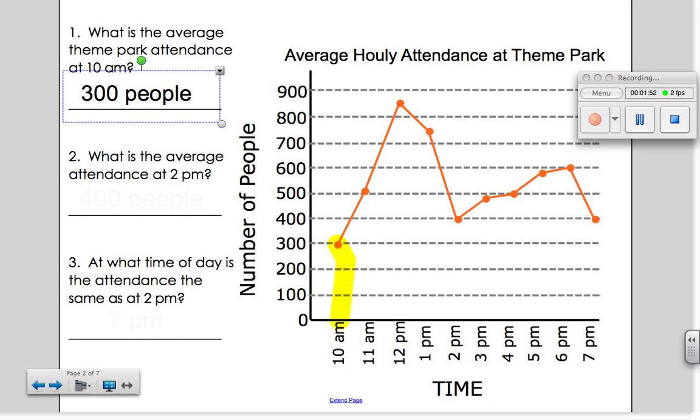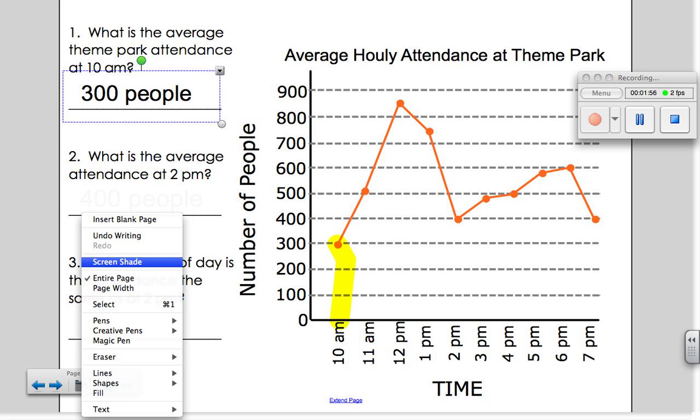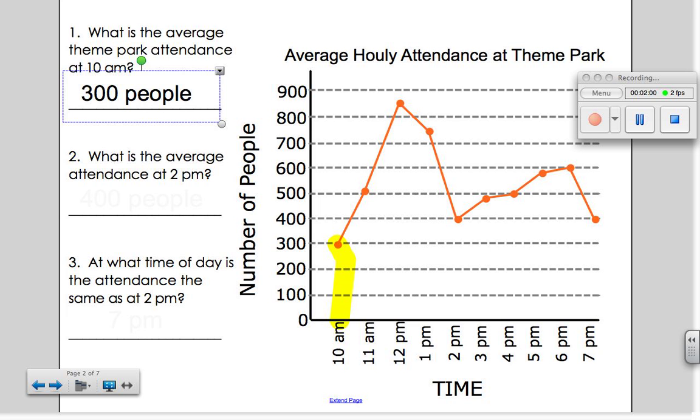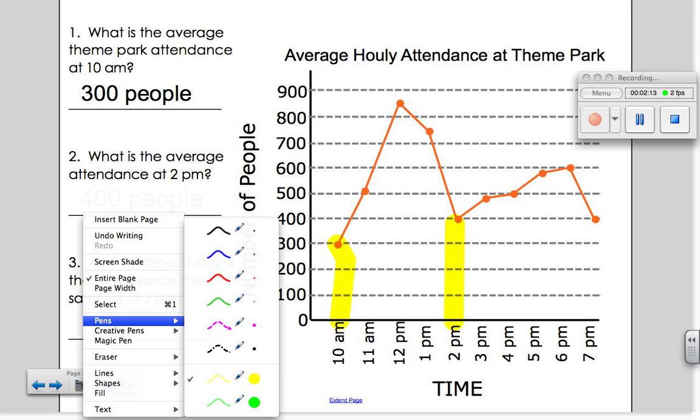Number 2, what is the average attendance at 2 p.m.? We should go look at 2 p.m. and go straight up and see what point 2 p.m. is plotted at. You will notice that there are 400 people at the theme park at 2 p.m.